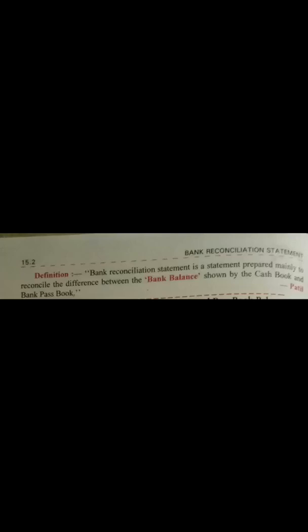In this video, I am going to start a new topic, bank reconciliation statement. Till now, we have studied the cash book, and we have seen that in the double column cash book, we used to prepare two columns, one for cash and one for bank. That means all the transactions related to the bank with the firm are recorded in that.